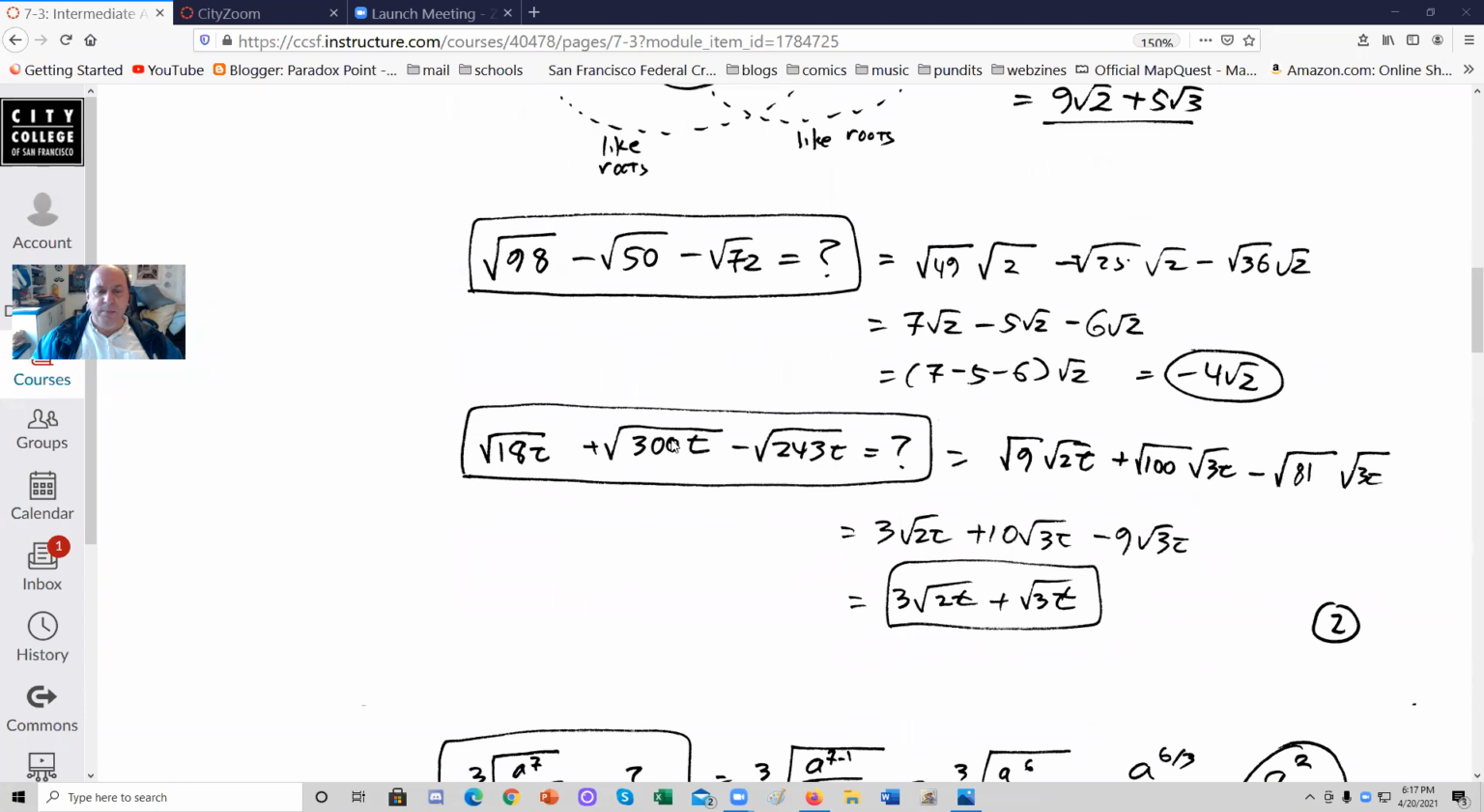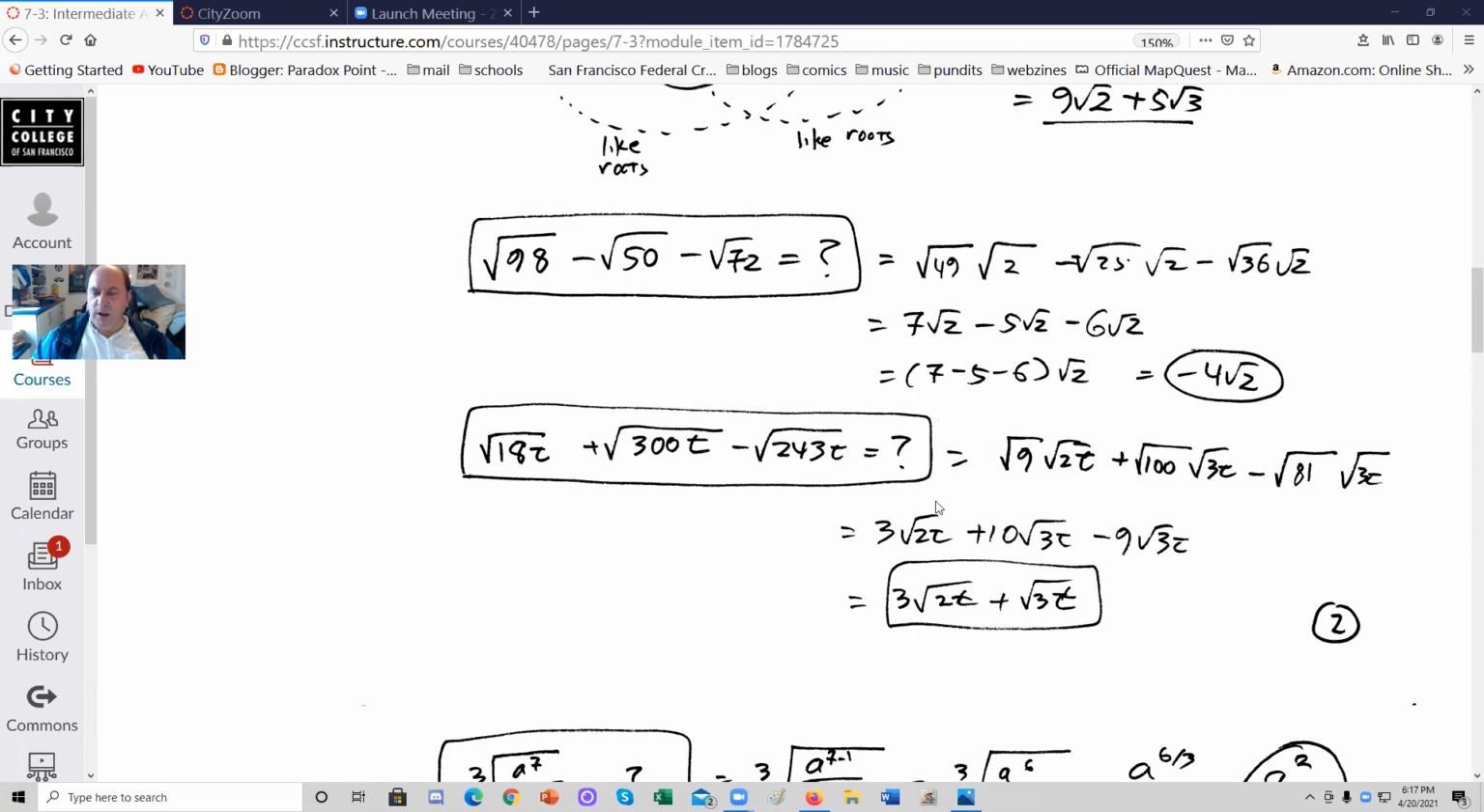Root 18t plus root 300t minus root 243t. All right, largest square factor of 18t. Well, largest square factor of 18 is 9, so root 9 root 2t. Largest square factor of 300t, well, 300 is 100 times 3, so this would be root 100 root 3t. The largest square factor of 243 is 81 times 3, so root 81 times root 3t.